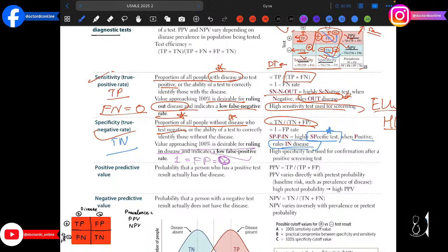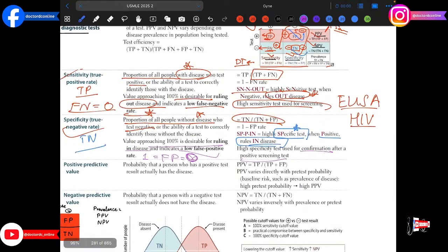Now, a diagnostic test with a high specificity is often used as a confirmatory test after a positive screening test. An example of this would be after a positive screening test for HIV with the ELISA, it is often confirmed with a highly specific test, the Western blot.